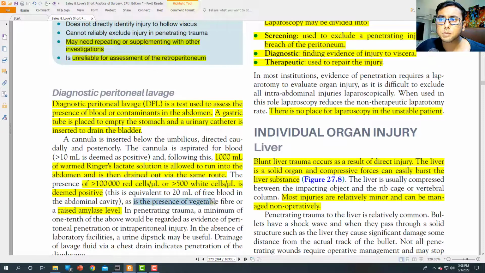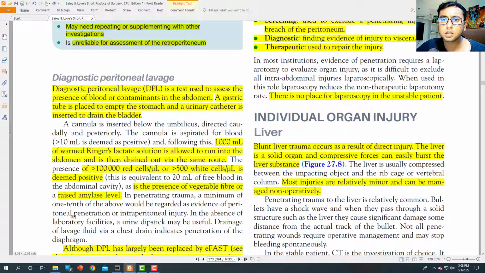a patient with perforation of a gas-containing hollow viscus. If that occurs, then vegetable fibers come into the peritoneum. Or if pancreatitis occurs, in case of a raised amylase level in pancreatic trauma, a minimum of 1/10 of the above would be regarded as evidence of peritoneal perforation, penetration or intraperitoneal injury.